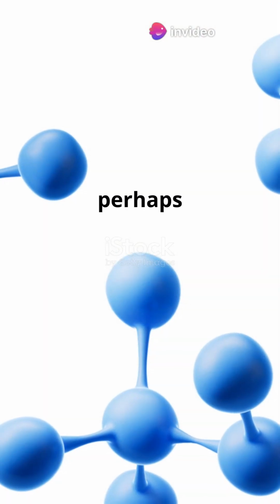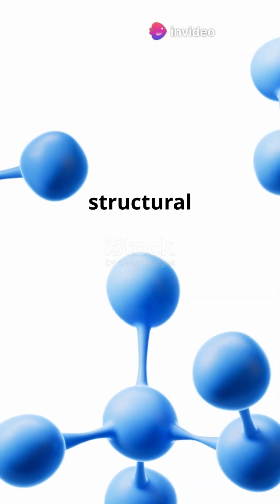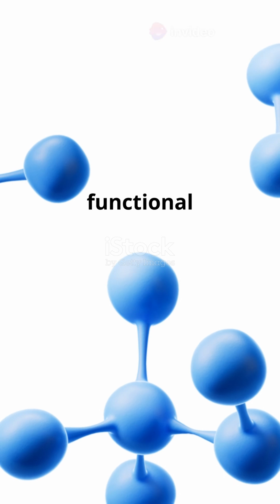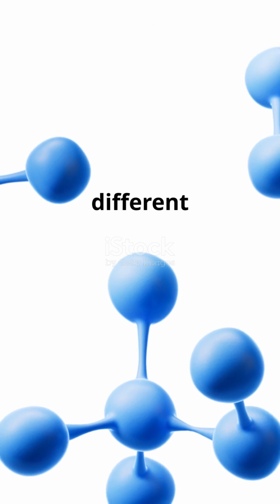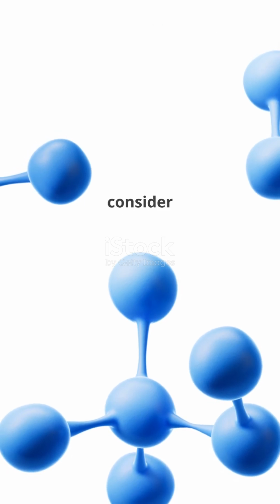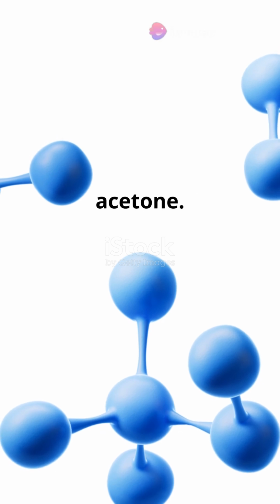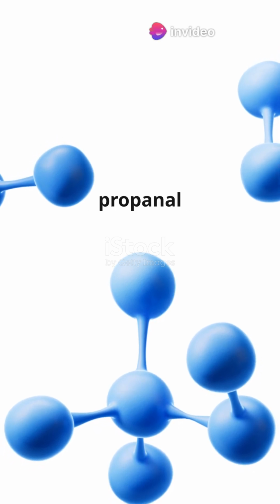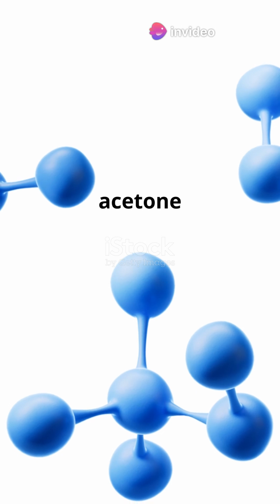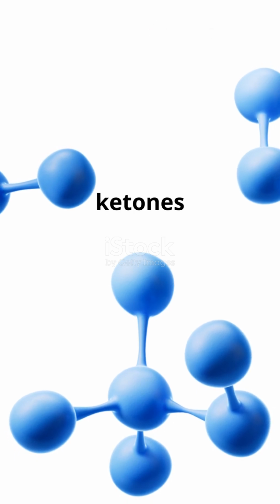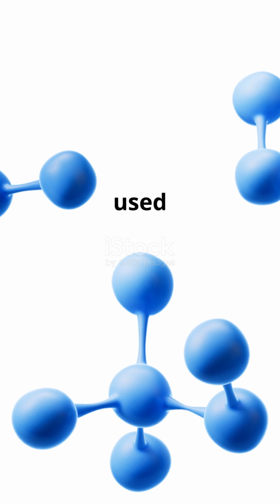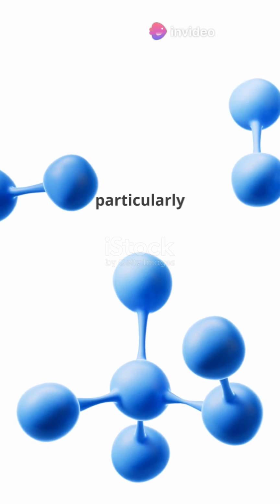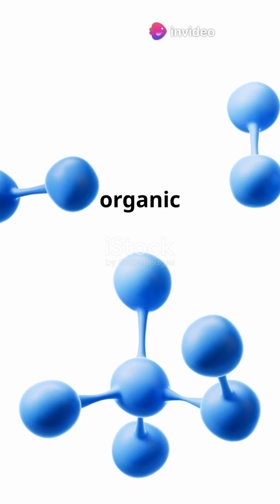Functional isomers are perhaps the most diverse group of structural isomers. They have the same molecular formula but different functional groups, leading to completely different chemical properties. For example, consider the compounds propanal and acetone. Both have the molecular formula C3H6O, but propanal is an aldehyde, while acetone is a ketone. Aldehydes and ketones have different reactivities and are used in different types of chemical reactions. This makes functional isomerism a particularly important concept in organic chemistry.